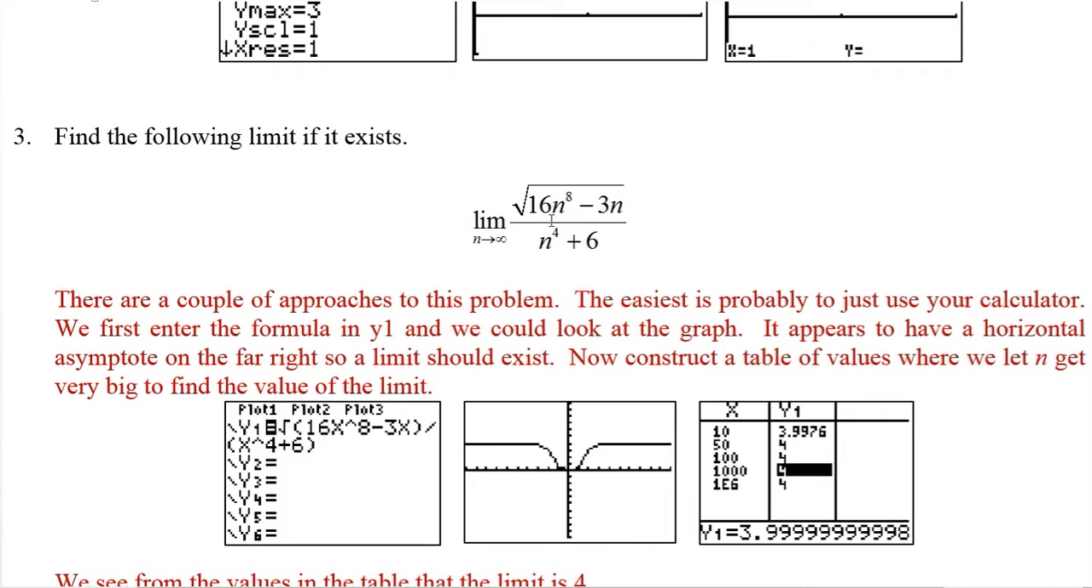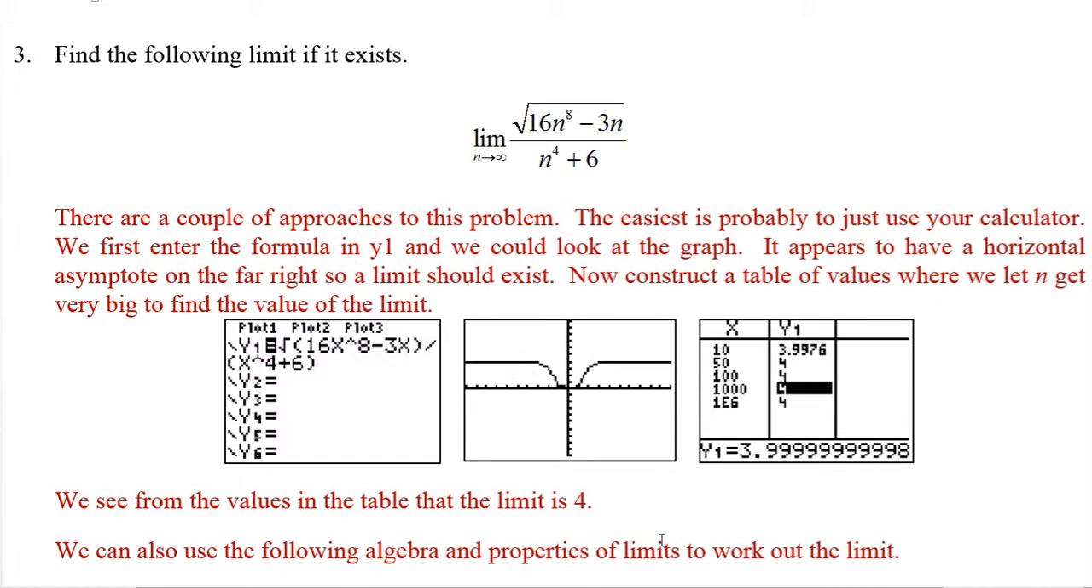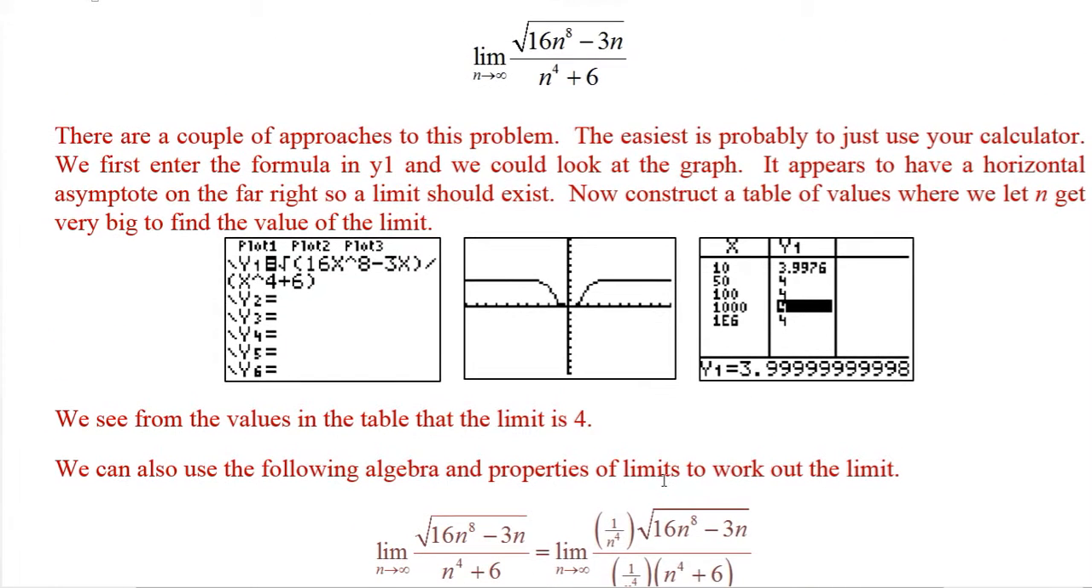Notice, by the way, when I put it in the calculator, I used x's instead of n's. So in a table, we let x get larger and larger, and we see that y is getting extremely close to 4, so it appears that the limit is 4. Now, there are some algebraic techniques we can use on this as well. If all you need is the limit, I think we probably already have it now. We could just stop there. But if we wanted to actually prove this was the limit, we would maybe use some algebraic techniques.